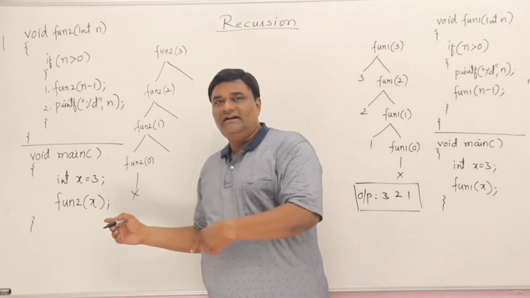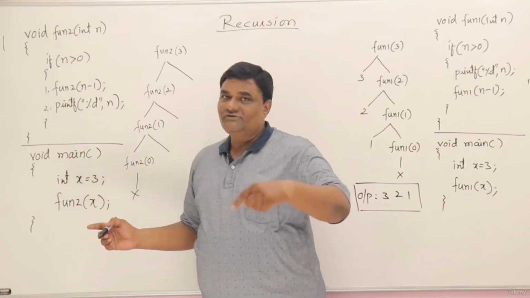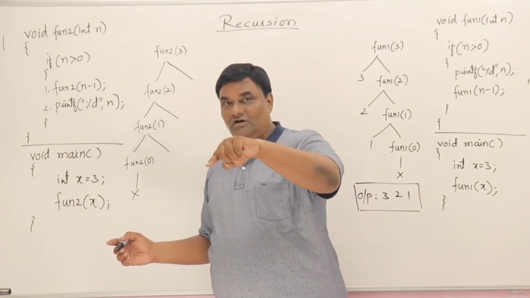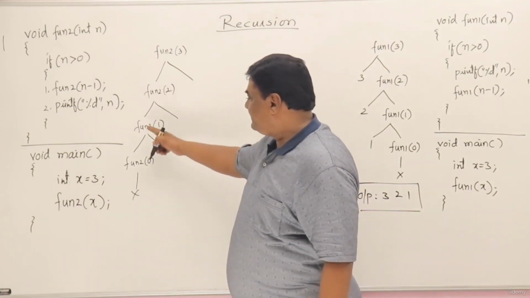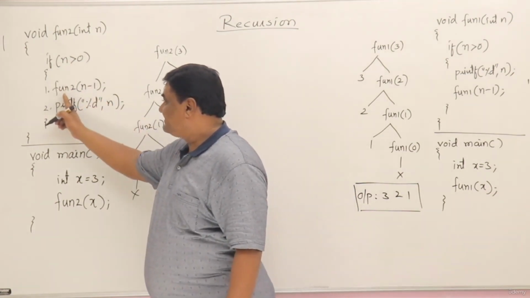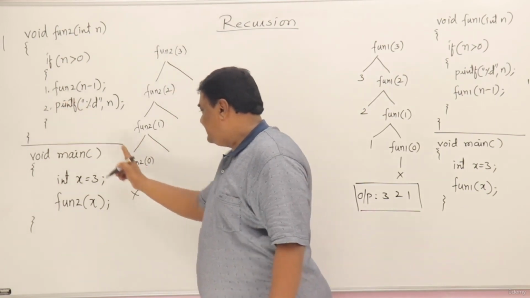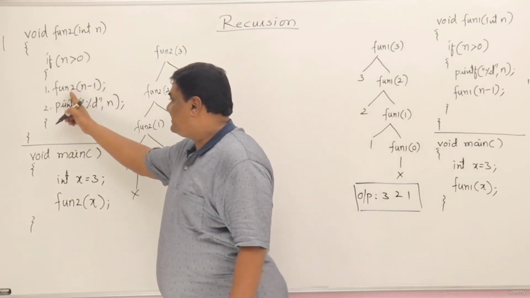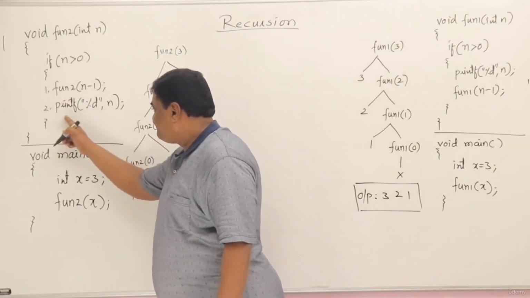Now once this call has terminated, the control should go back to the previous call. So previous call was this one. It was called from here. So it will go back to this function call in this line. This line was this one. So this has finished. Now the next line is print n.